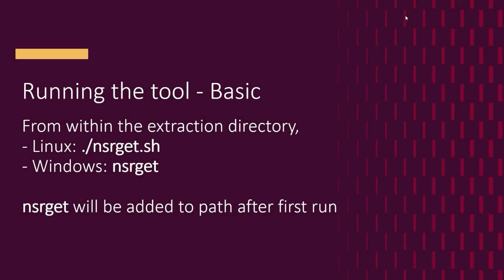Run the tool for the first time from within the directory you extracted it to. On Unix systems, ensure you prepend with ./. The tool can be run with no optional arguments, although you'll be prompted for an SR number. Any number will do. Following the first successful run on all platforms, a symlink is added to the path so that you can run NSRGet anywhere.